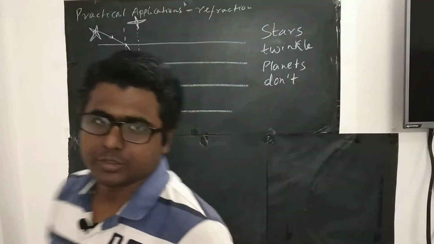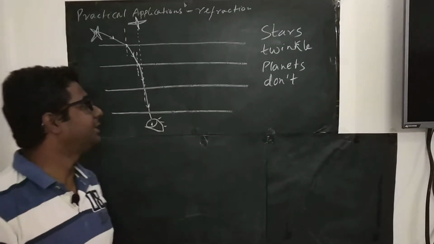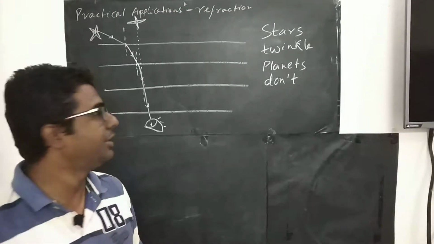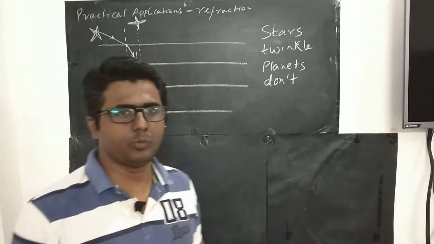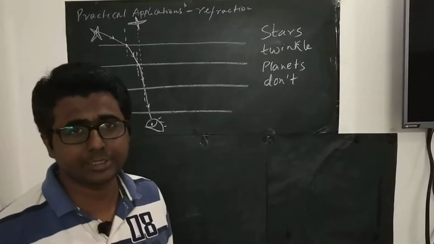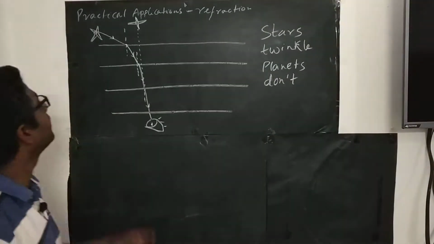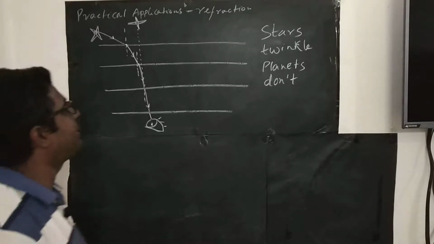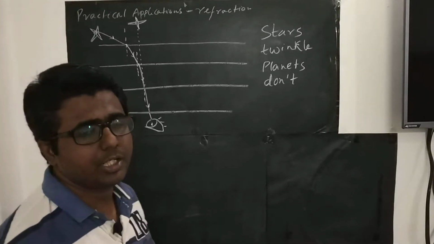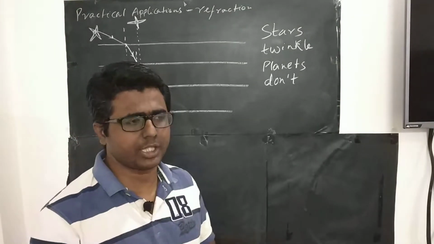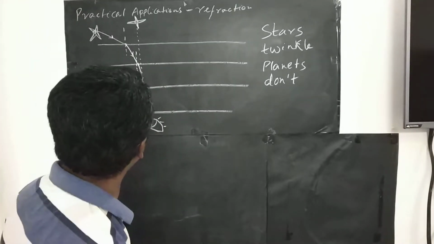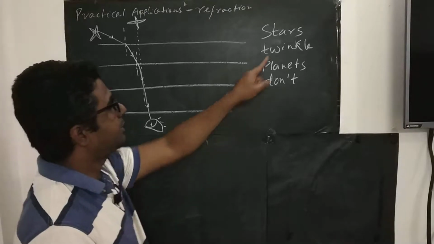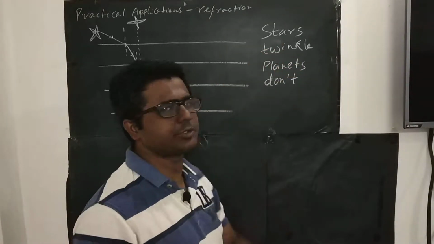Hello guys. So now, as you can see, we will discuss why stars twinkle and planets don't. We had a discussion about this, that we will discuss the practical application of refraction and how to understand those much more carefully and neatly, that means with diagrams. So our first question was: stars twinkle, planets don't.